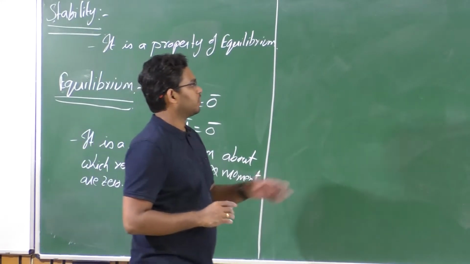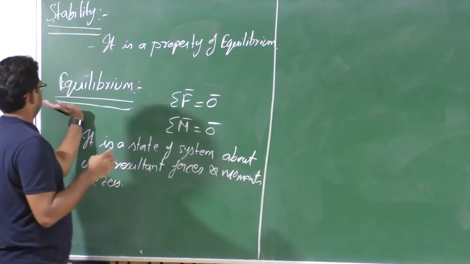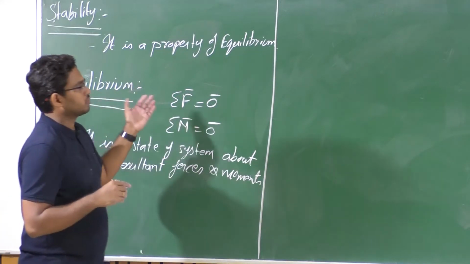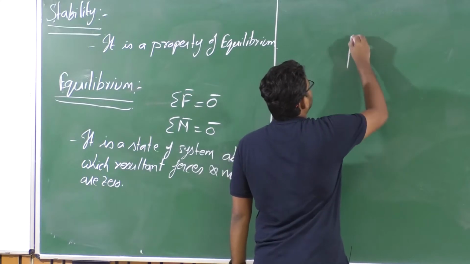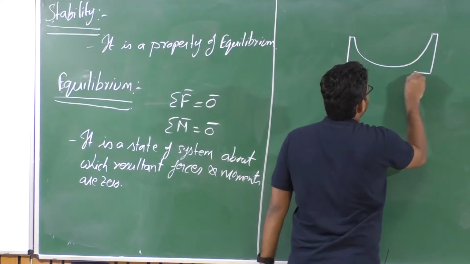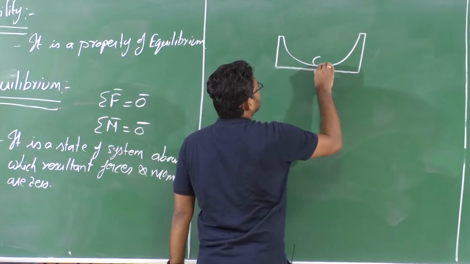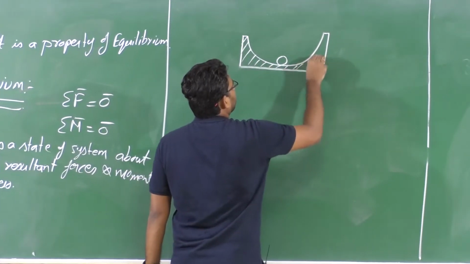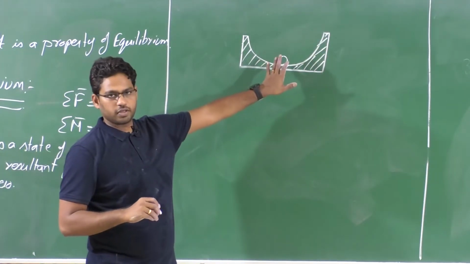So let us consider the following three cases just to talk about the equilibrium state. What are the various equilibrium states? So we should first consider an example. Let's talk about that with the help of this example. Let's consider a concave up surface, and let's place a ball on this particular surface.